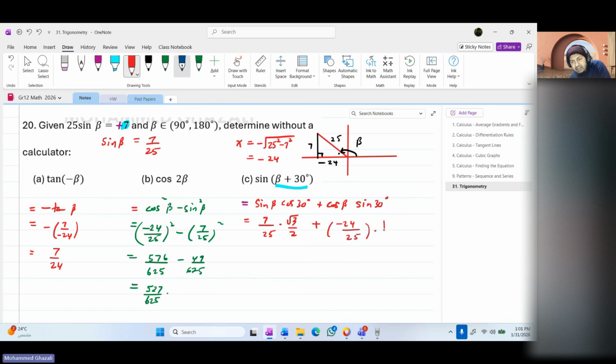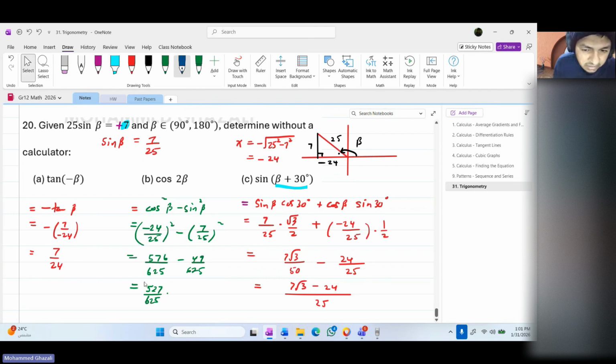right? And what's sine of 30? Half. So you can clearly see the denominator is 7 root 3 over 25 times 2, which is 50. Subtract 24 over 25 times 2, which is 25. So my final answer is 7 root 3 minus 24 all over 25. And I think you've got to keep your answer like that because no calculator. They said with the aid of a sketch and without the use of a calculator. So this is your answer.